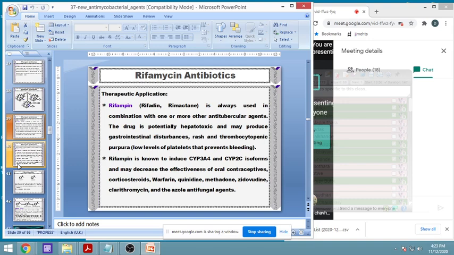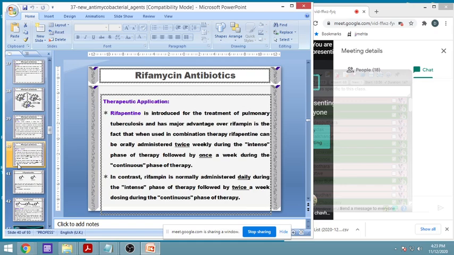It can cause rash and thrombocytopenic purpura. It is also known to induce CYP3A4 and CYP2C isoforms, and thus it can decrease effectiveness. It is an enzyme inducer, so it will cause more enzyme. And for drugs like oral contraceptives, corticosteroids, warfarin, quinidine, methadone, zidovudine, clarithromycin, and some antifungal agents, their metabolism will increase. Because of that, their concentration in the body will decrease, so you have to adjust the doses accordingly.